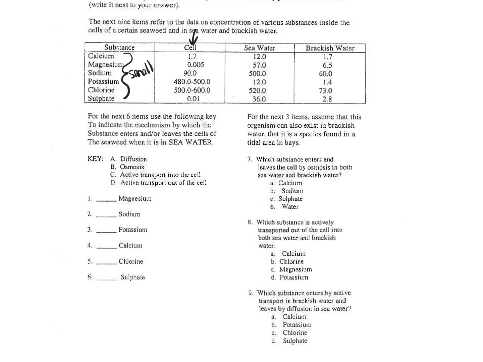Okay, so the first one is magnesium. Now we're going to determine if the cell needs to do diffusion, osmosis, active transport into the cell, or active transport out of the cell in order to remain at those cellular levels.